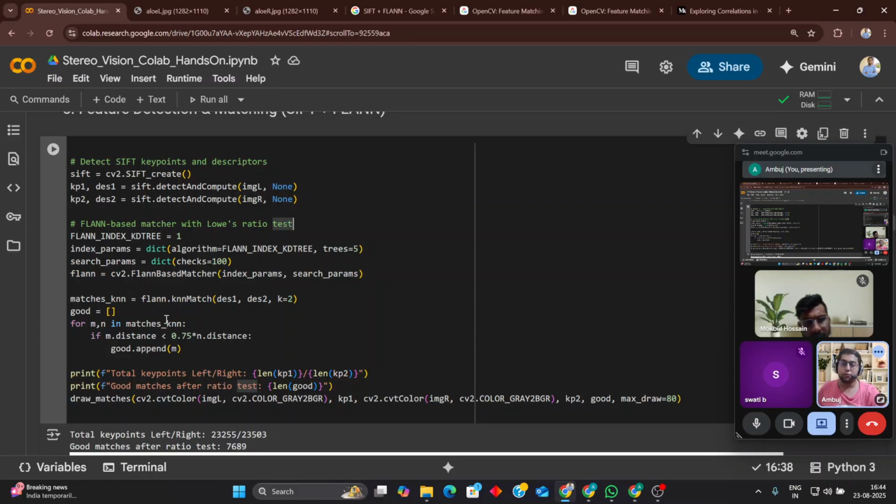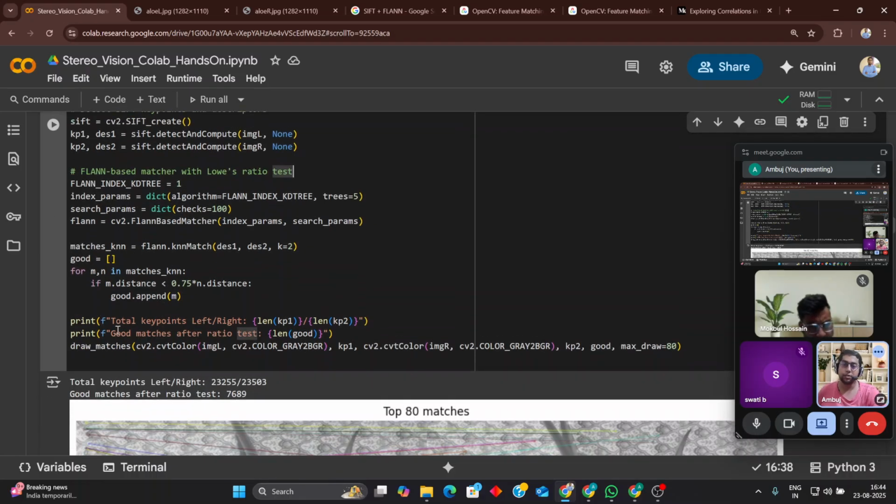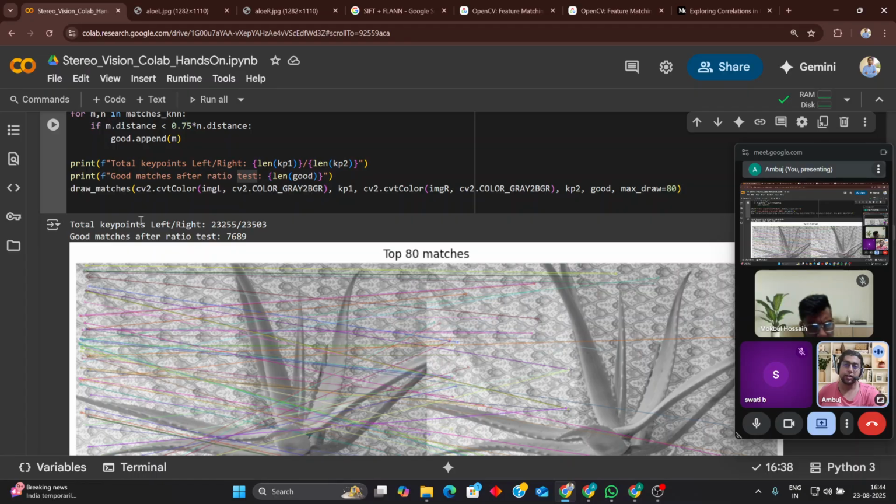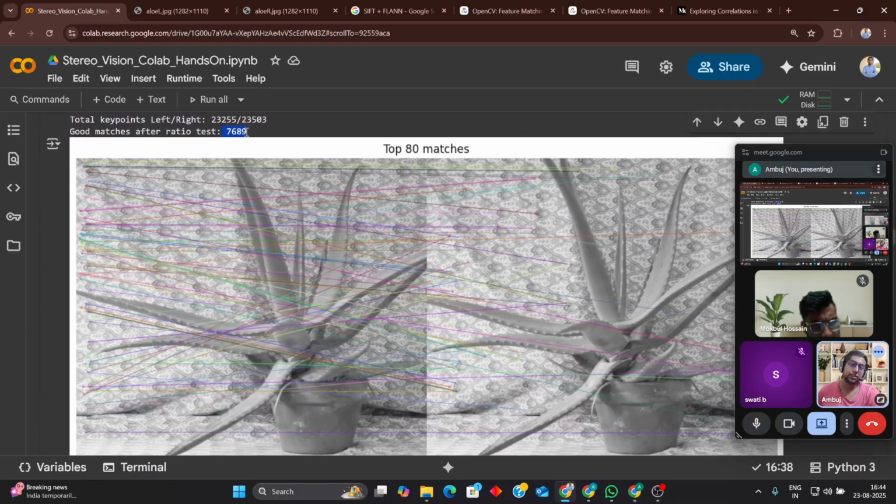So that thing I have performed. Then I have matched some of the features. The total key points which I have found are these many. And the good matches means, after reduction, I have reduced the number of features to 7689.